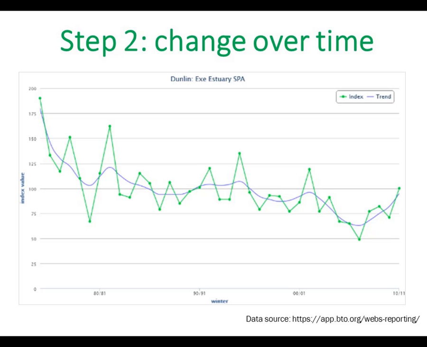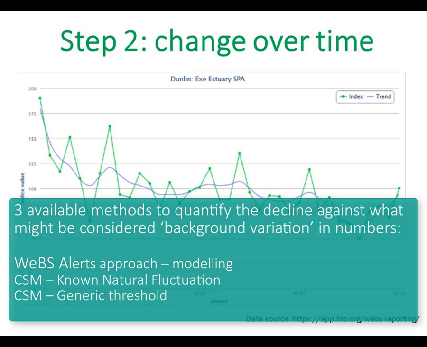However, numbers can fluctuate for reasons not related to management of the SPA. We have three available methods to quantify the decline against what might be considered background variation in numbers. The first of these is known as the WeBS alerts approach, which uses a model to plot a trend. The second follows common standards monitoring advice and is called known natural fluctuation. The third is also from common standards monitoring advice and is known as the generic threshold approach.